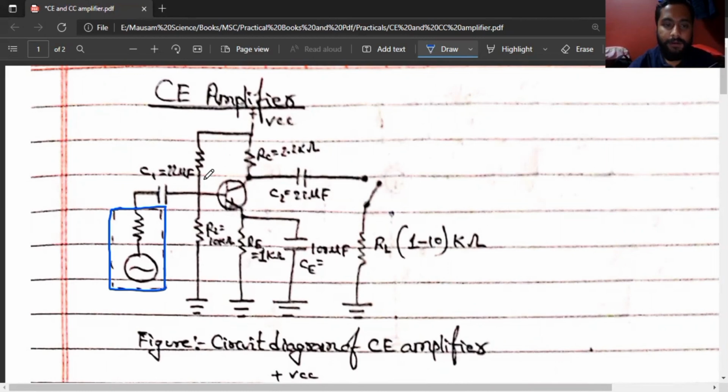We'll keep a resistor R2 that is 100 kilo ohm, and here RE, oh sorry, it is 10 kilo ohm. Okay, R2 is 10 kilo ohm, RE is 1 kilo ohm. We'll keep these two resistors over here and connect them to ground. And this is a transistor.